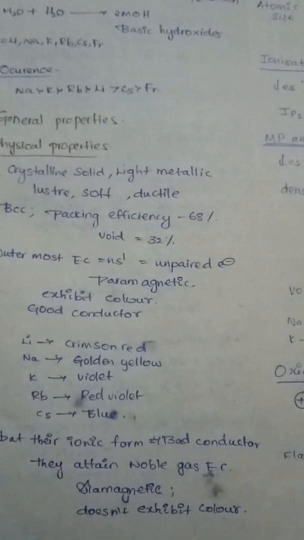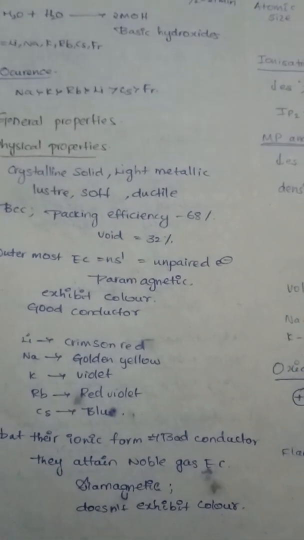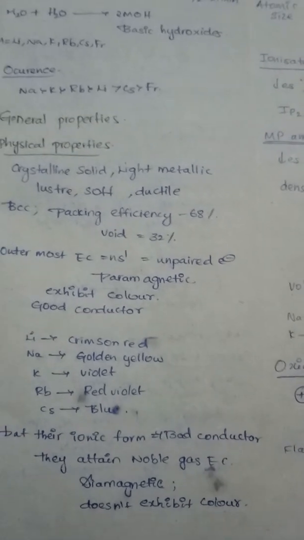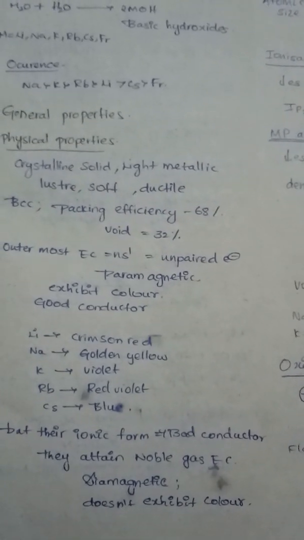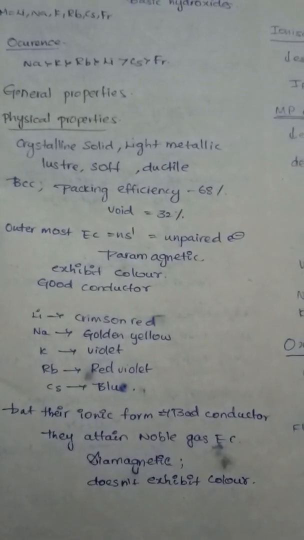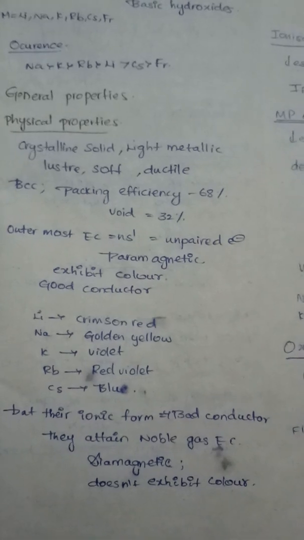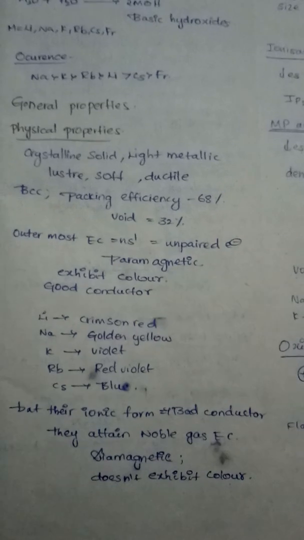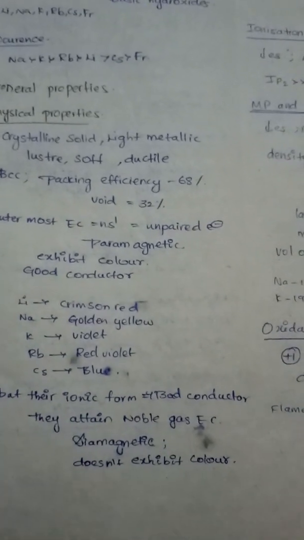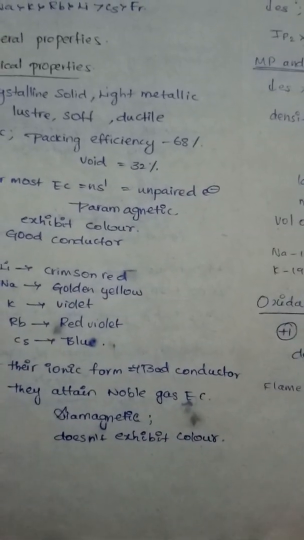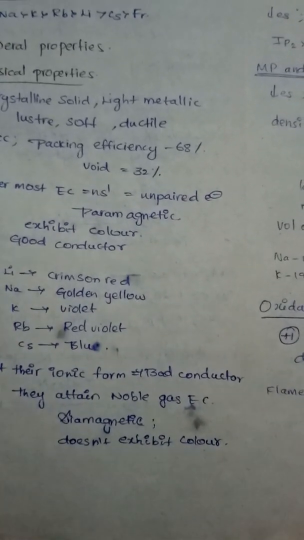Outermost electronic configuration, that is general electronic configuration, is ns1, and the number of unpaired electrons is 1, so these are paramagnetic in nature. These exhibit colors, are good conductors, and in the flame test, when lithium burns it gives a crimson red color, followed by sodium golden yellow, then potassium violet, rubidium red violet, and cesium blue. Their ionic forms are bad conductors. They attain noble gas configuration by losing one electron, that is diamagnetic, and does not exhibit color.